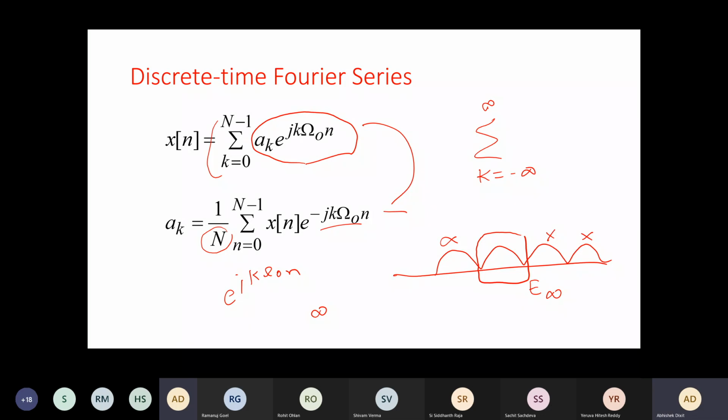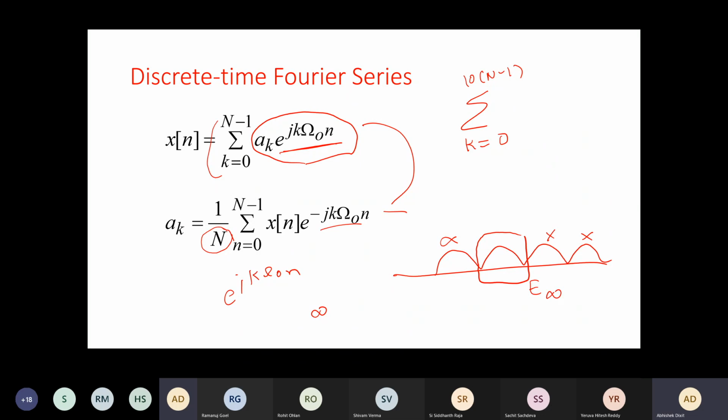Now let us say you are unhappy and you say, no, I do not want to do this. I want to consider the signal in 10 periods. You can do that. If I consider the signal in 10 periods, let's say 0 to 10N minus 1, then the energy of the basis should also be calculated over 10 periods, right? So whatever you get would be divided by the energy of basis in that period, and you will have the equivalent expression. There, nothing would change.